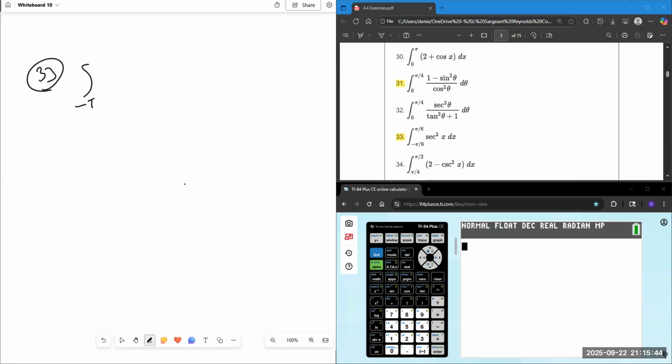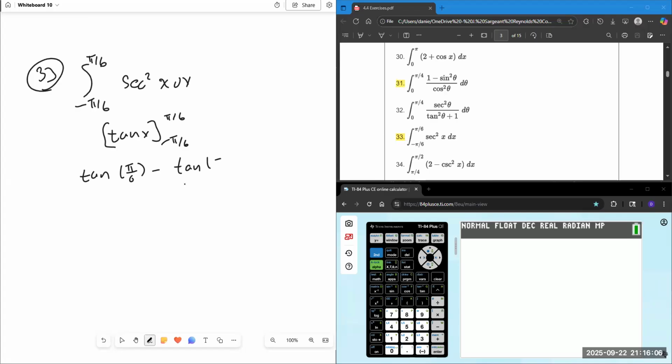Integral negative pi over 6 to pi over 6 of secant squared x dx. Antiderivative of secant squared is tangent, evaluated from negative pi over 6 to pi over 6 is tangent of pi over 6 minus tangent of negative pi over 6. Since tangent is an odd function, that negative can come out. I have 2 tangent of pi over 6.